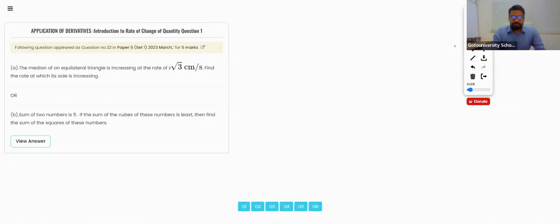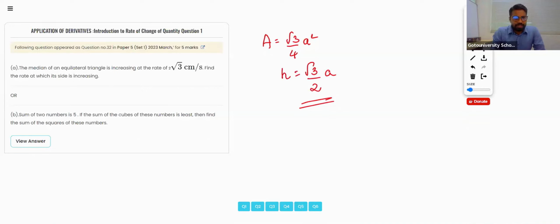Okay. Look at this question. What do we have? The median of an equilateral triangle is increasing at the rate of 2 root 3 centimeter per second. Find the rate at which its side is increasing. First, we need to know the area of an equilateral triangle. I told you the area of an equilateral triangle is root 3 by 4 a square. And what is the median? Median is also the height in this case, which is root 3 by 2 a. Yes or no? So what is the rate at which the side is increasing is the question.